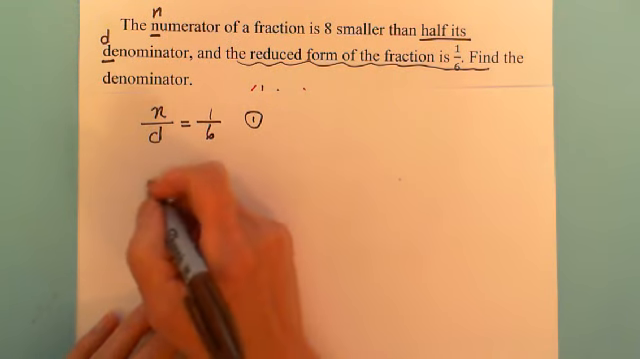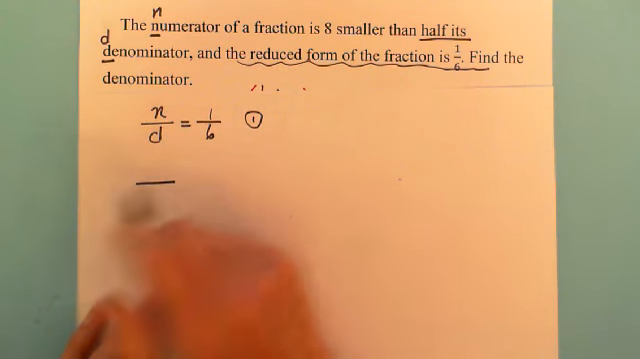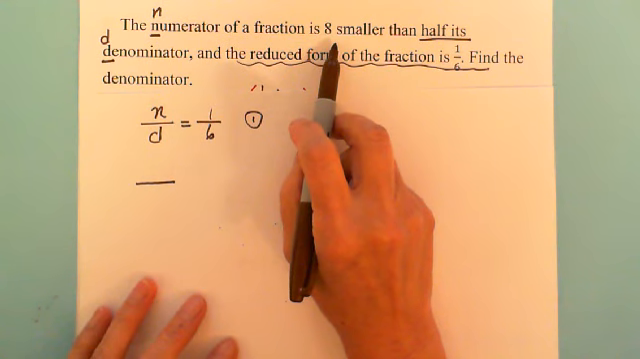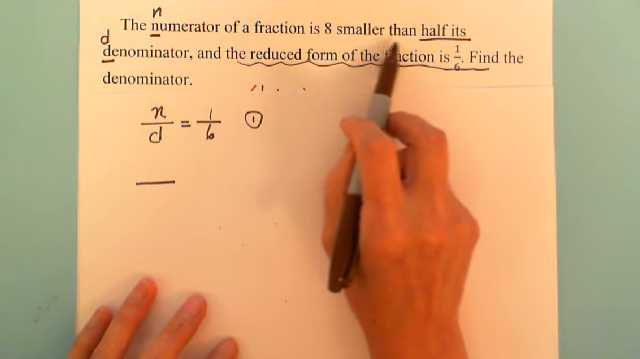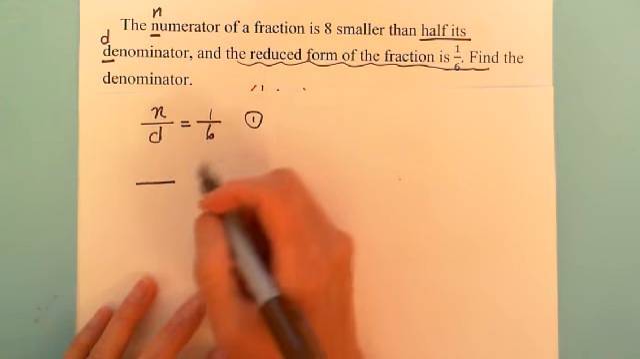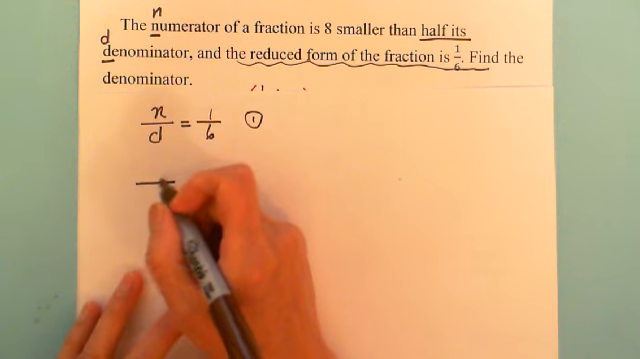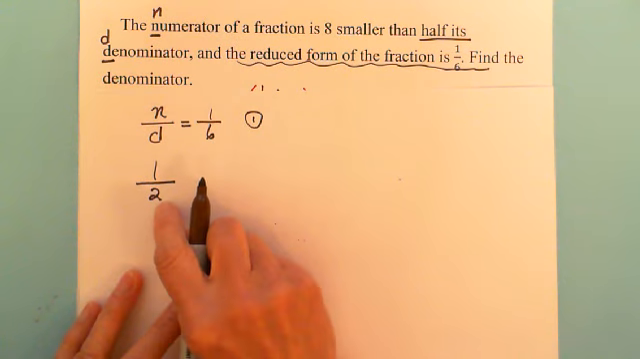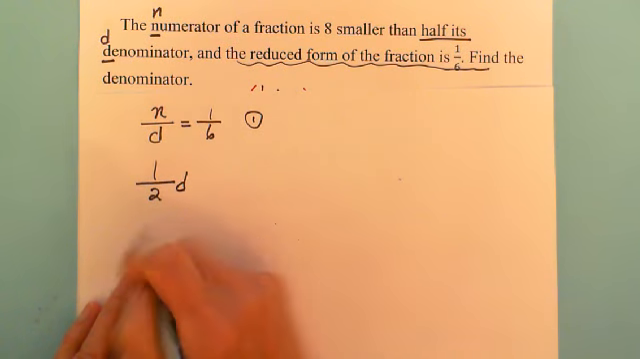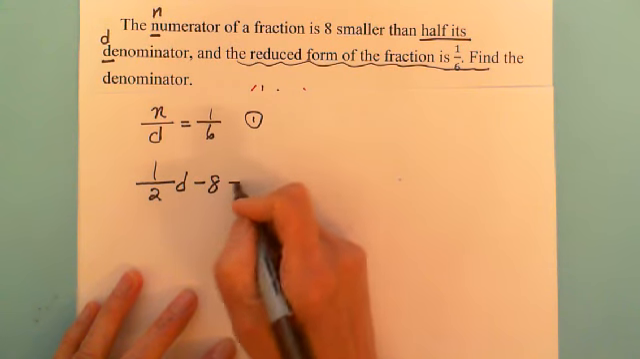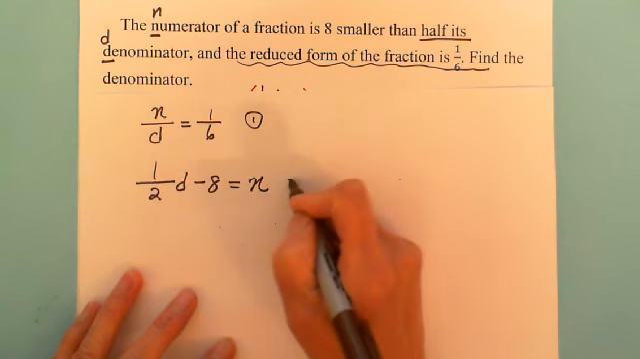The second equation is the numerator of a fraction is 8 smaller than half its denominator. So the second equation you can write it this way. The numerator of fraction is 8 less than half, so you have half of denominator minus 8, and this is numerator, so equals n. This is second equation.